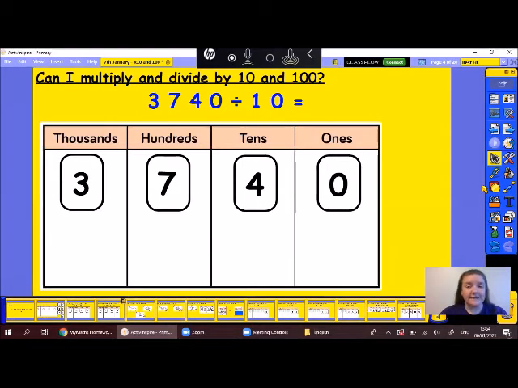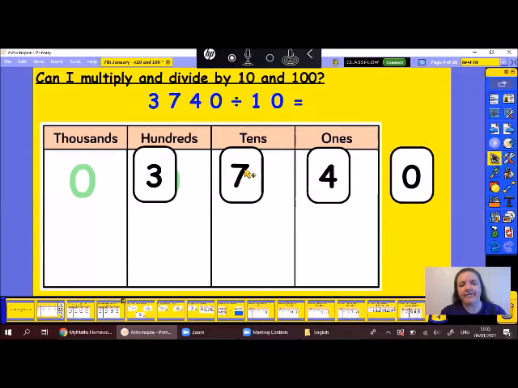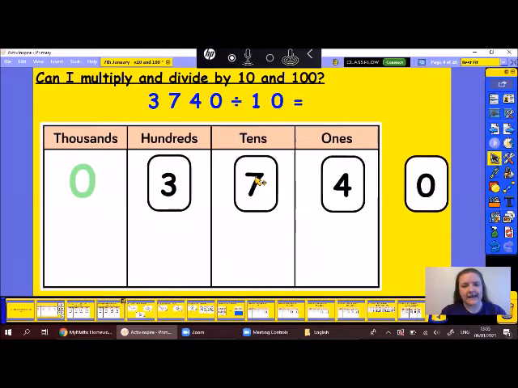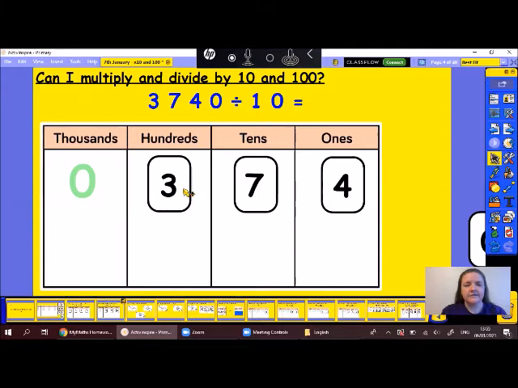We also looked at dividing by 10. So when we multiply by 10, everything moves up because it's getting bigger. But if we're dividing by 10, everything's getting smaller, so we send it back the other way. So we're starting with 3,740 here. So to divide by 10, we just have to move all of our digits together that way. So they're getting smaller. And then you'll find that our 0 has fallen off the end. So we can just get rid of that. So now we have 374. So 3,740 divided by 10 is 374.